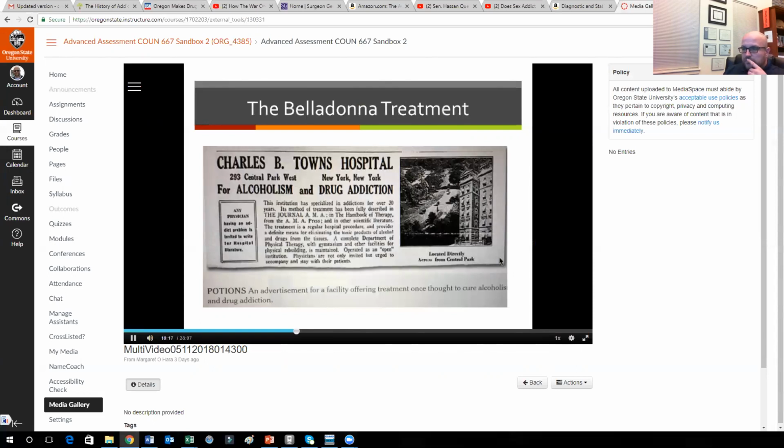The belladonna treatment was a famous treatment taking place at Charles B. Towns Hospital in collaboration with Teddy Roosevelt's physician. And this was a very costly treatment because it was a concoction, a remedy, and it was for the wealthy. The stay at Charles B. Towns Hospital was upwards of $350 a day, the equivalent of $5,600 a day today.